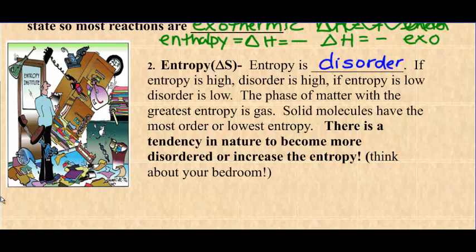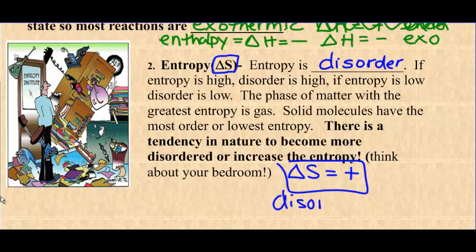So things will happen either to lower energy or increase disorder, increase entropy. Okay, so there's a tendency in nature to increase entropy. The symbol that we use for entropy is delta S. And so we want delta S to be positive. We want disorder or entropy to go up.